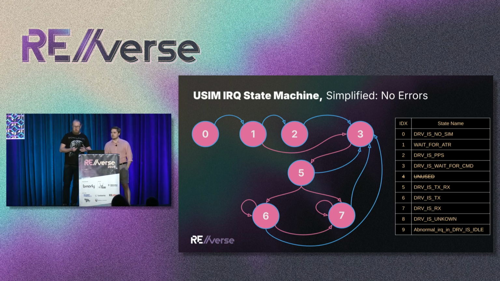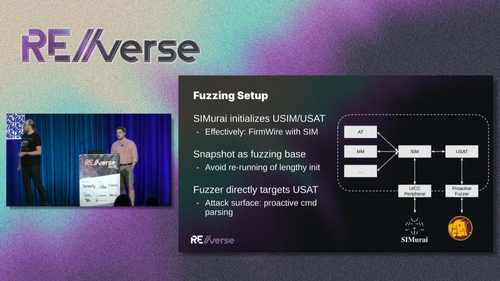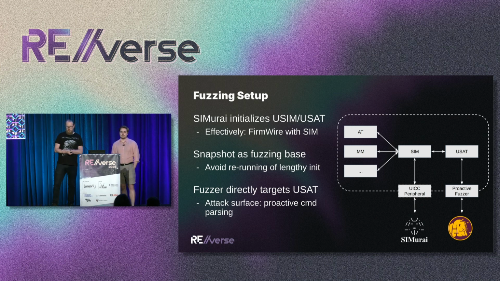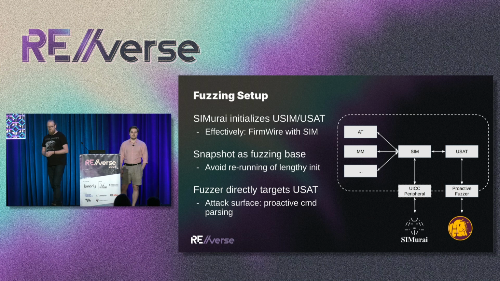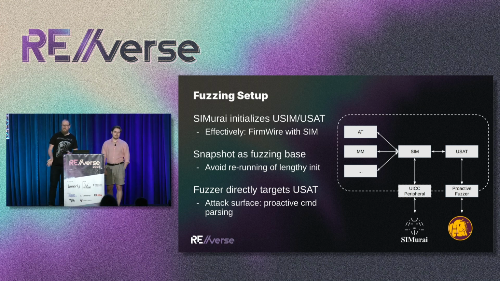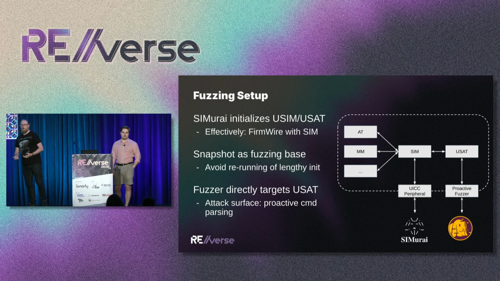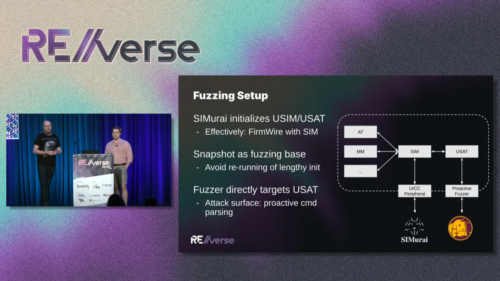So having this all figured out, we implemented the USIM Pi peripheral and could get our fuzzing setup up. And that looked something like this. We used AFL++ as fuzzer, and we had Samurai initializing the USIM and the user task. So we start FirmWire, connect it to Samurai via PCSC, and just have it running. Effectively, this is now FirmWire with SIM support, right? The emulated baseband thinks there's a SIM, and we can communicate with it as usual.